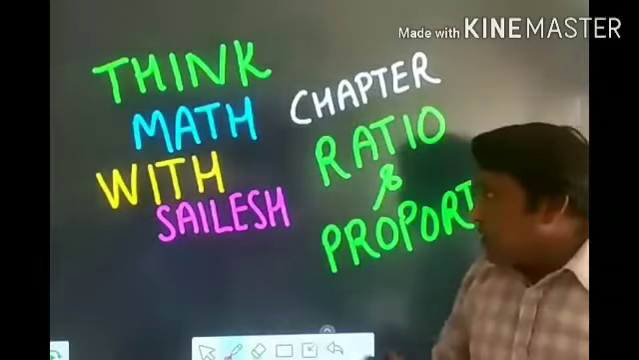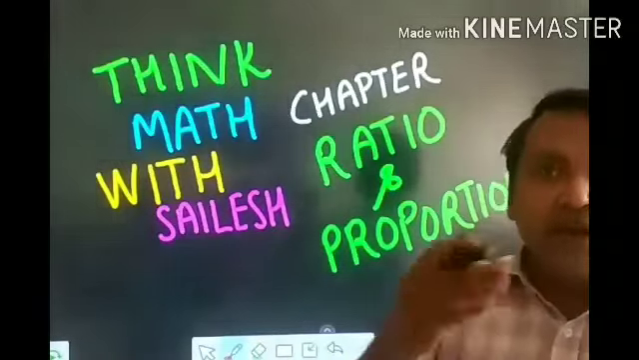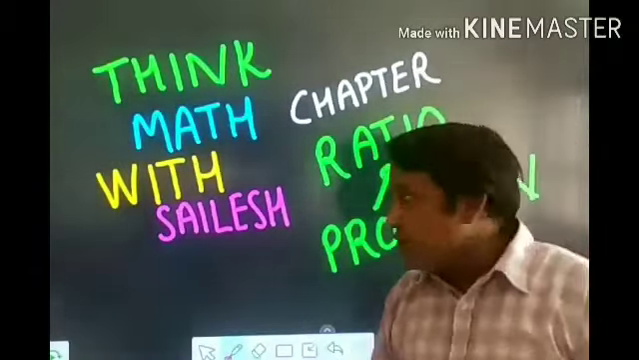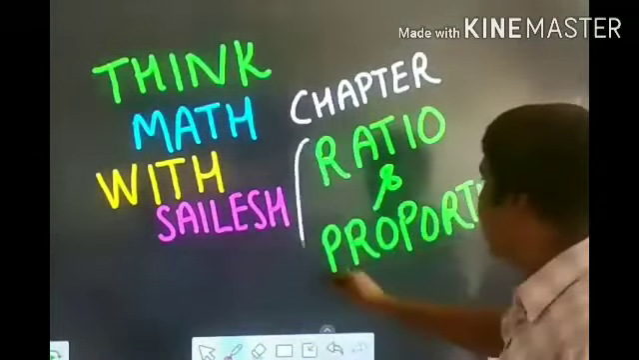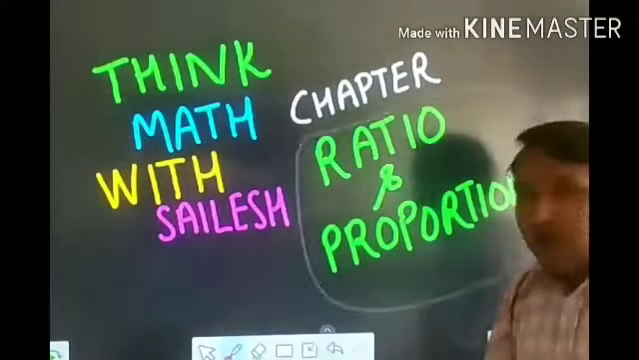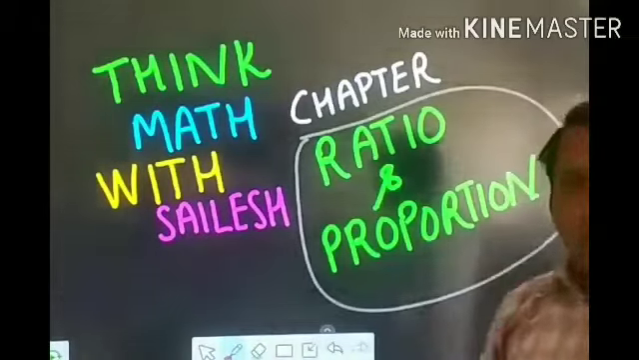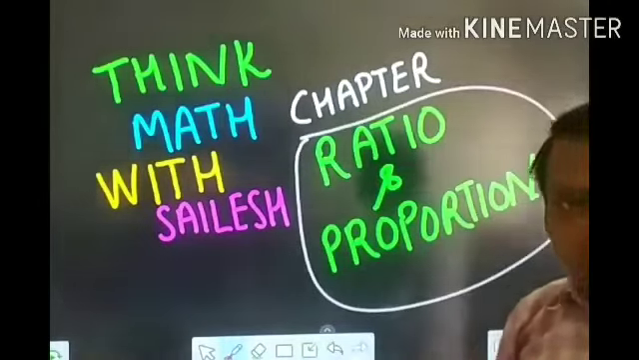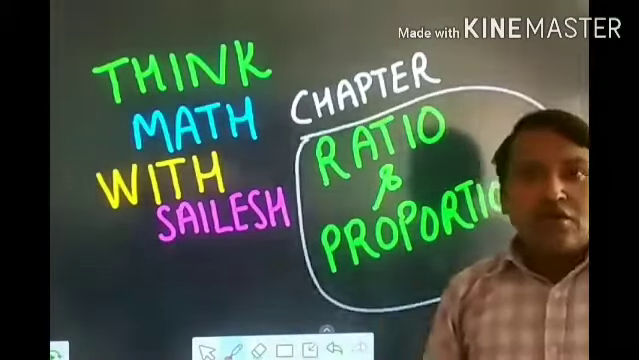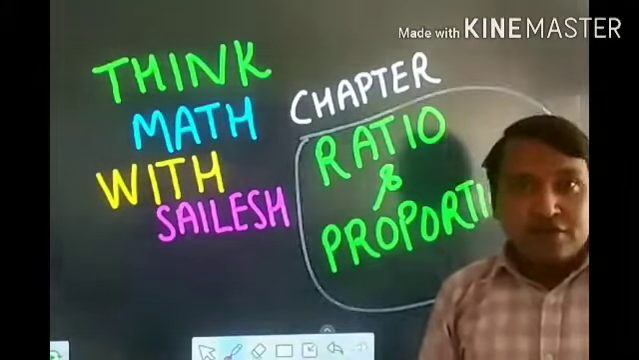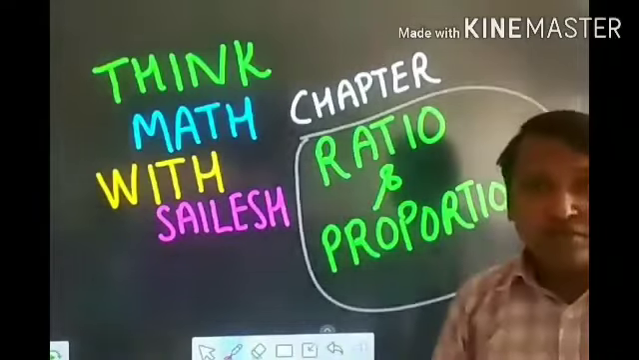So, our today's chapter is ratio and proportion, and we will discuss the first topic: to convert a ratio into simplest form. In this topic, ratio and proportion, we are going to solve about 10 to 12 sums, so the video is lengthy, but if you need complete concept clarity and knowledge, then you must watch the video till the end, otherwise you will miss it.